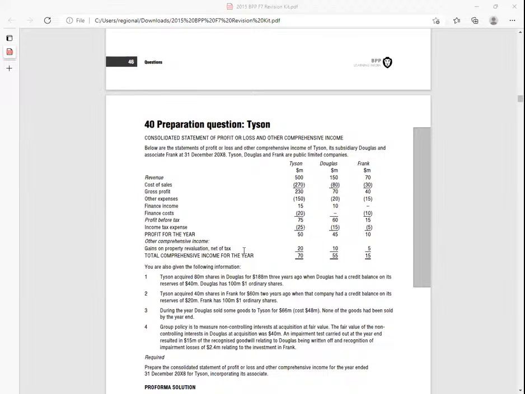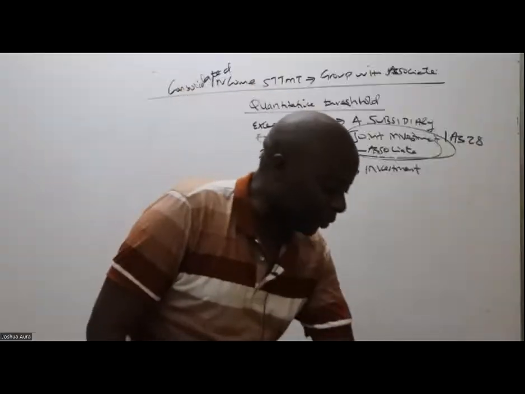No. You are also given the following information that Tyson acquired 80 million shares in Douglas for 188 million 3 years ago. I love this. 3 years ago. It means I'll not be doing time apportionment. When Douglas had a credit balance on its reserves of 40 million, Douglas has $100 million ordinary shares. So, ladies and gentlemen, could you kindly help me out here?